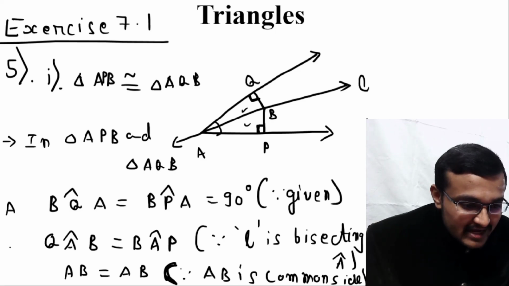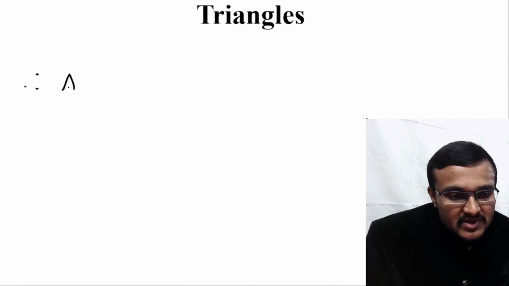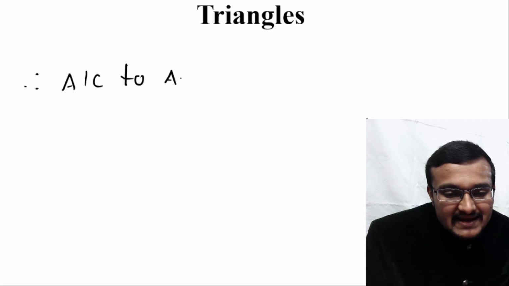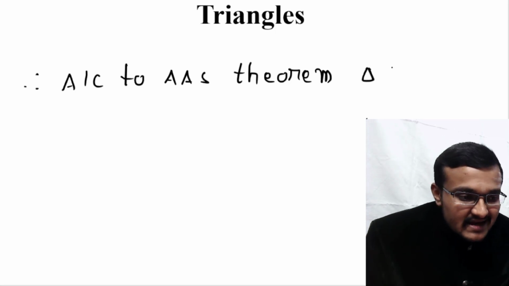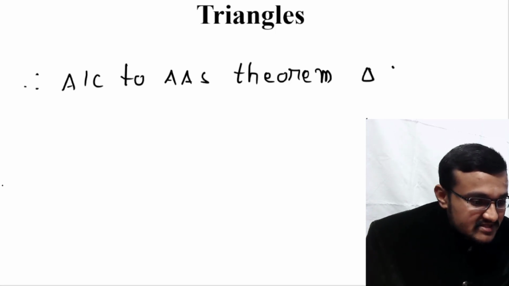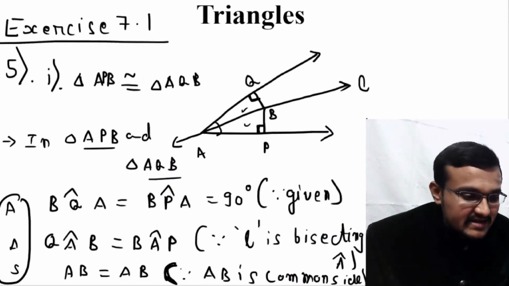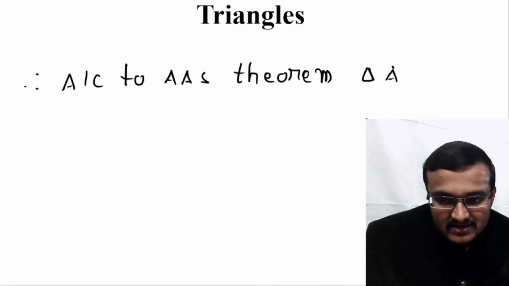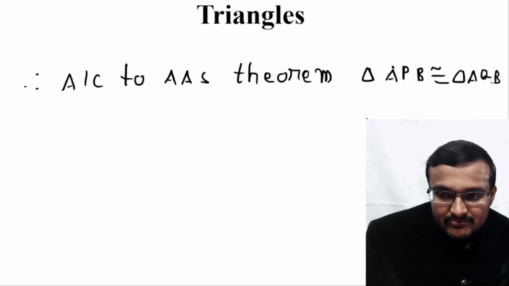So now we are getting two angles equal and one side, so angle-angle-side. Therefore, according to the AAS theorem, which triangles are we considering? We are considering triangle APB and triangle AQB. So triangle APB is congruent with triangle AQB.